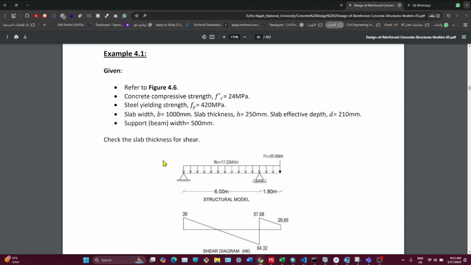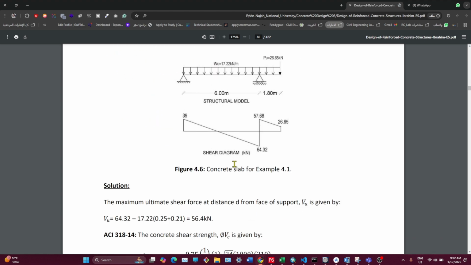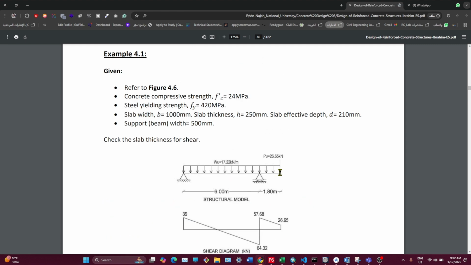So we have this example referring to figure 4.6, which is a concrete slab for example 4.1. The concrete f'c is 24, this is the given value for the concrete, and the steel is grade 60. The slab width b is equal to 1000 millimeters or 1 meter. So this is the b, the width of the slab.